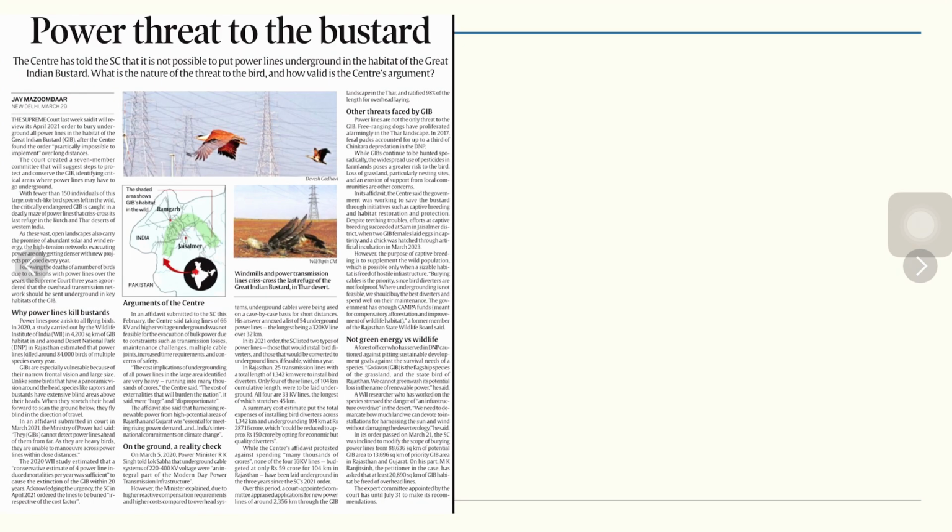Now comes the next topic, that is the power threat to the bustard. What is the power threat? As you know, the Indian bustard is right now under a crisis. These birds are definitely seeing one of their most challenging periods. Fewer than 150 Indian bustards now remain in the wild. So what is driving their extinction?